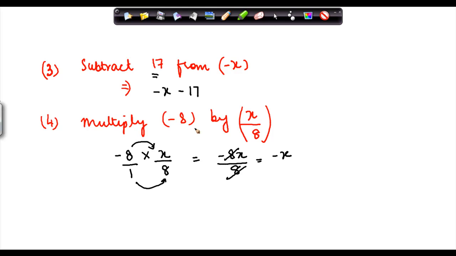So these are some of the operations that you can do using the algebraic expressions.